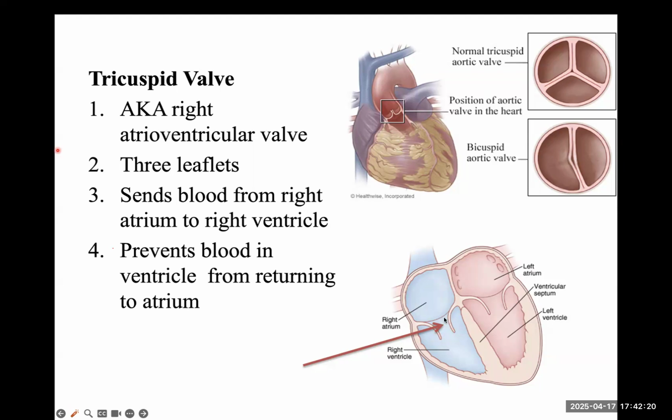So when it's shutting, that's the sound that you hear when you put your ear against somebody's chest. When you have a stethoscope, you're going to have these valves shutting that create this sound, and you could remember it as being the tricuspid valve, and the other name for it is the right AV valve. AV stands for atrioventricular.